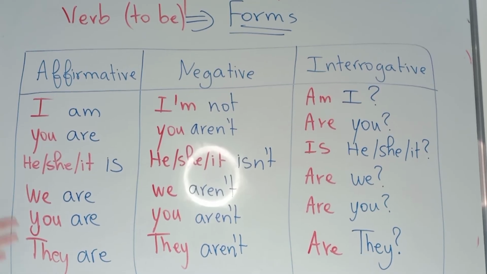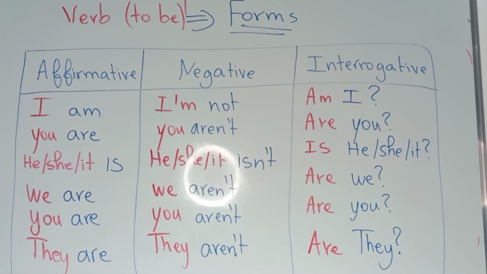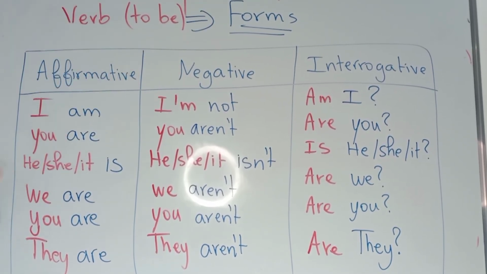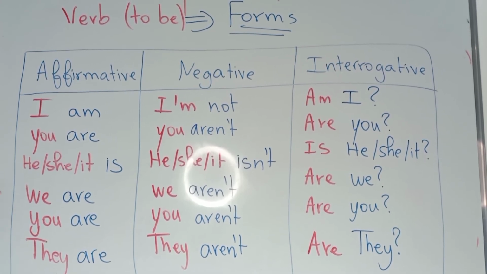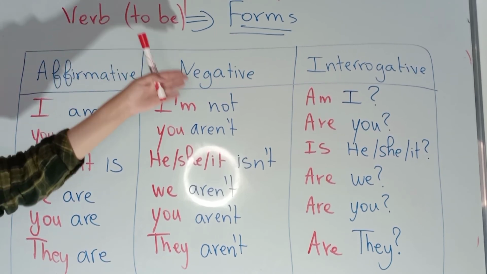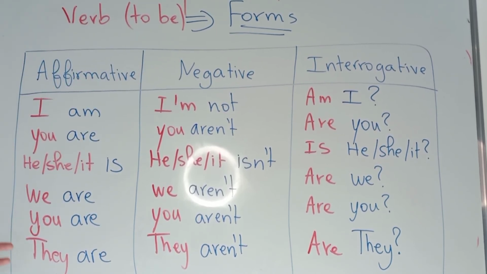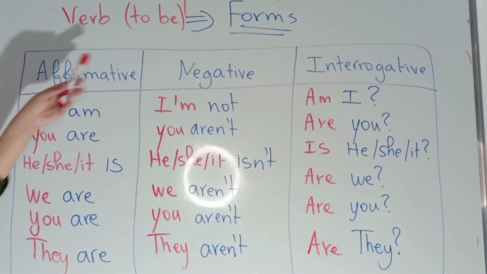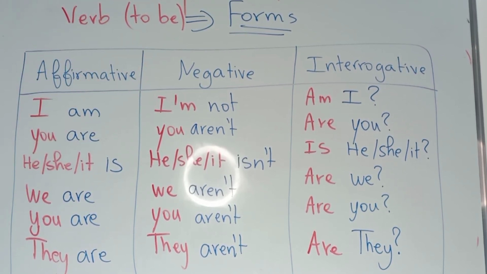And this is the last part where we'll be practicing the forms of verb to be. So as I told you, in each tense, whether it's the present simple or future or the present perfect, there is affirmative, negative, and interrogative. So let's start with the first one, which is the affirmative form.